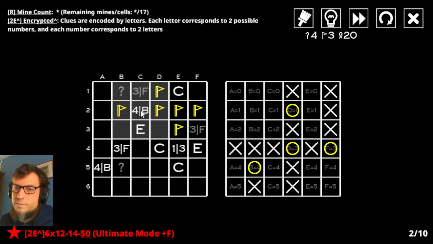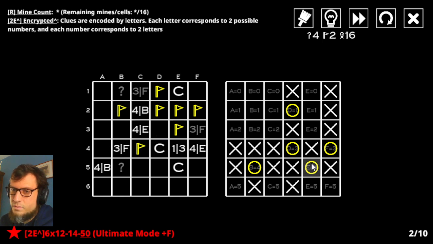Alright. So at least one of these 2 has to be a mine. Well, actually, exactly one of those 2 has to be a mine, because this can't be 5. Which means this particular E must have at least 3. But it can't have exactly 3, because that's just not even an option for it. So this one will have to be a mine, and this particular E will have to be 4.